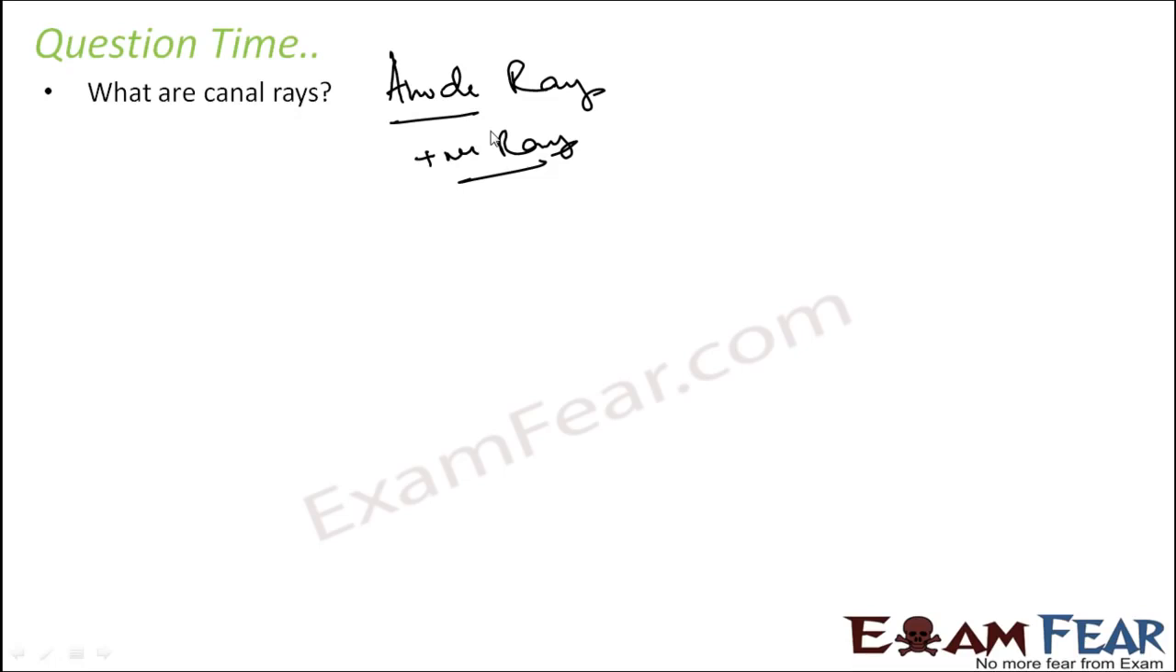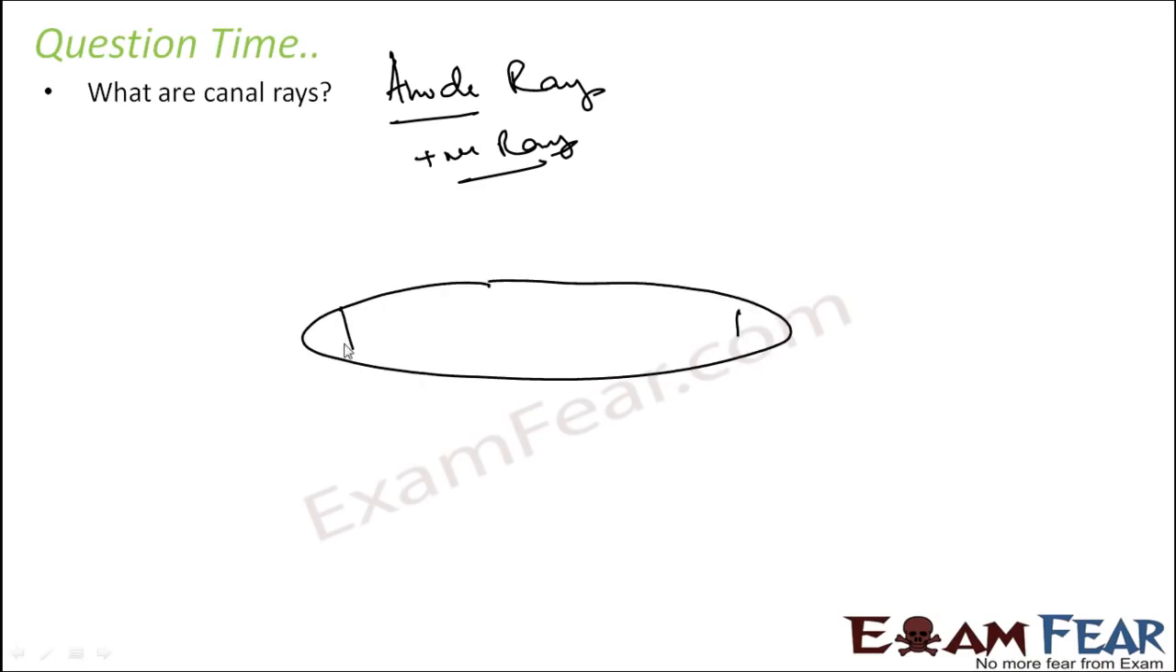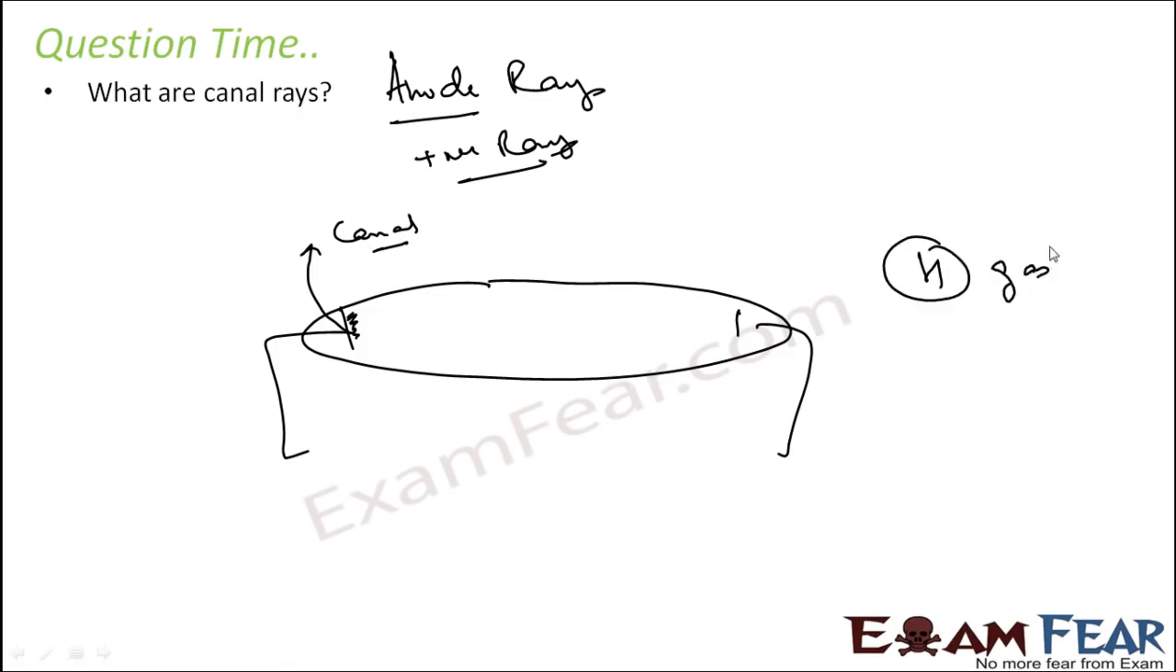And why they are called canal rays? Because they are produced by holes or the channels in the cathode. So if you see the cathode, there is a channel here, and holes in this channel produce this ray, and that's why it's called canal ray. Right? So the lightest one of them was formed from hydrogen gas, and it is called proton.